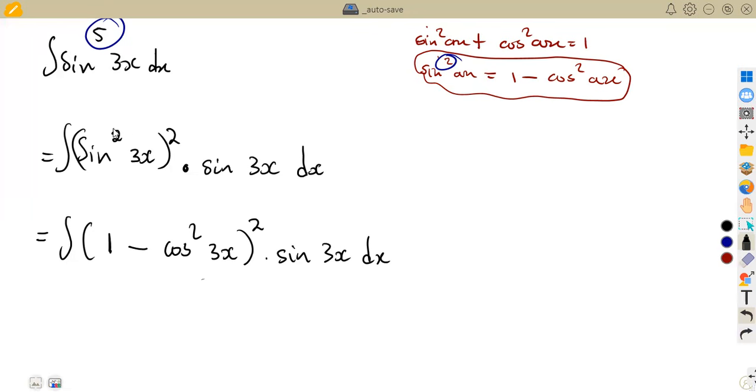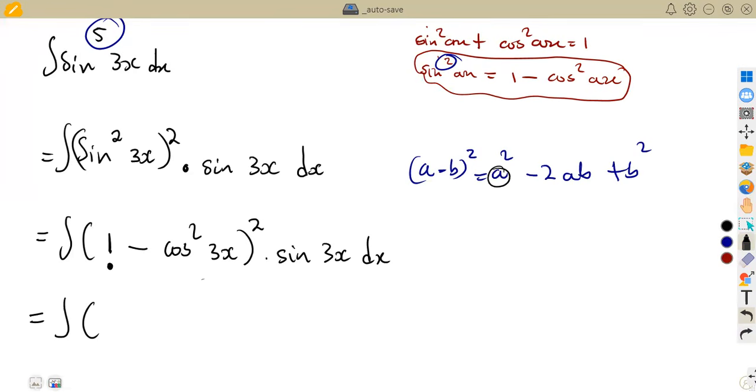So we replaced sine squared with the equivalent identity, 1 minus cos squared. But there's a square there, so we are back again to that identity that we talked about, guys: (a minus b) squared gives us a squared minus 2ab plus b squared, whereby I take the first term squared. So this is going to give us the integral of the first term squared, 1 squared, which is our a.